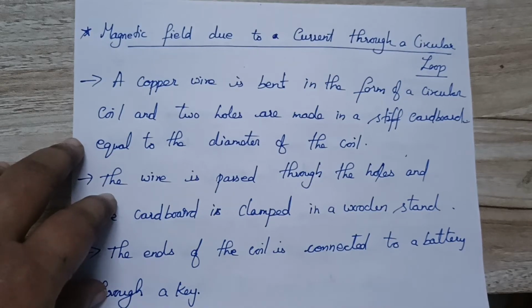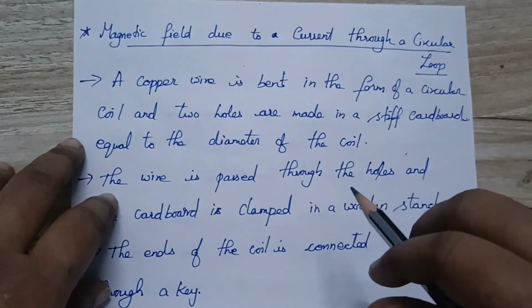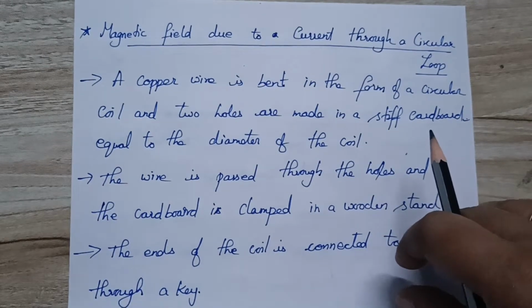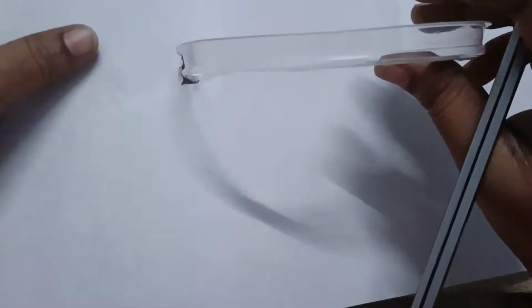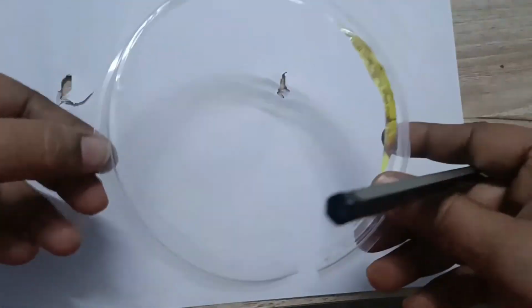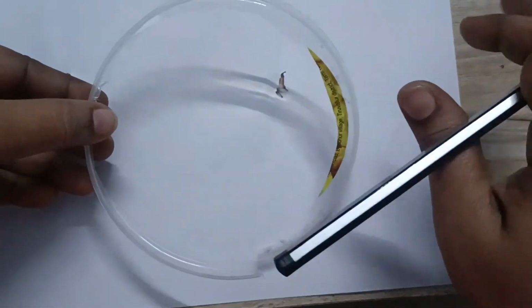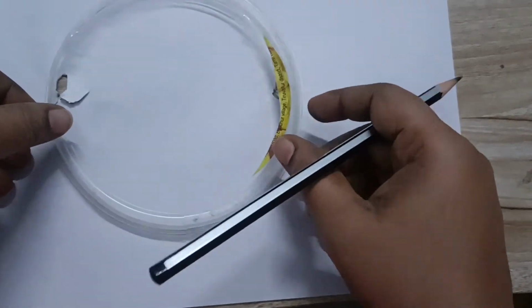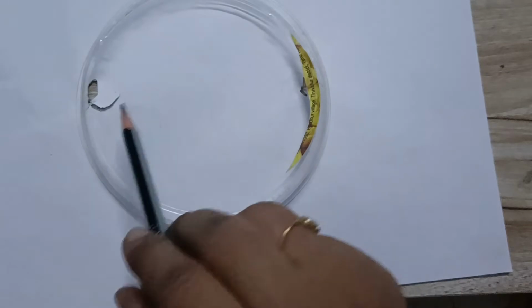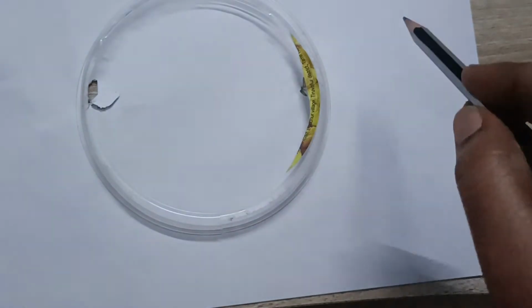Hi, today we'll see the magnetic field due to current through a circular loop. We are going to take a circular loop. Imagine that this is a circular loop made of copper wire, bent into a circular shape, with a distance equal to the diameter of the loop.